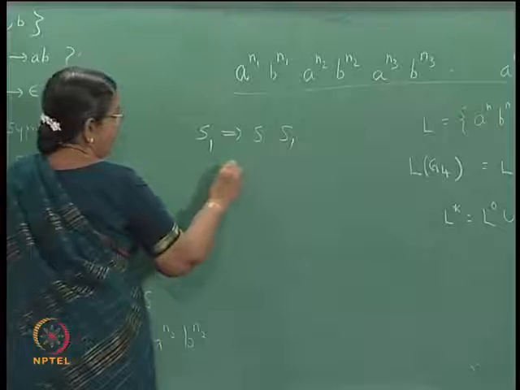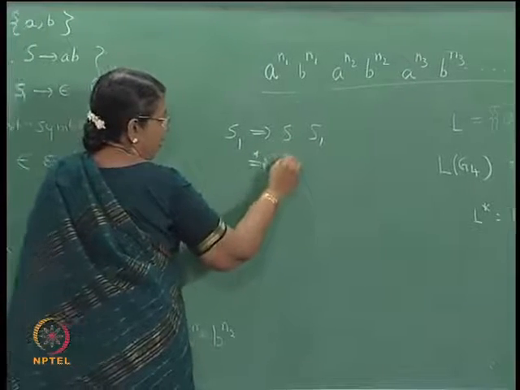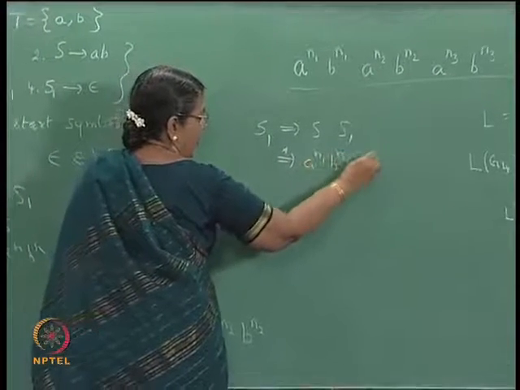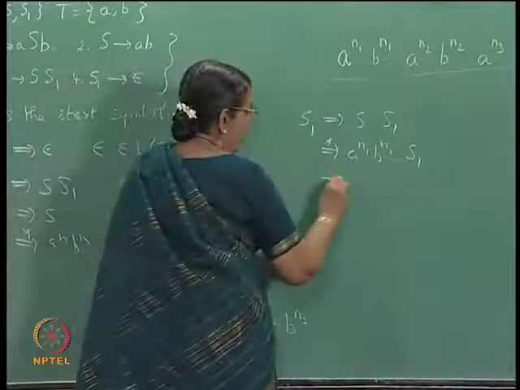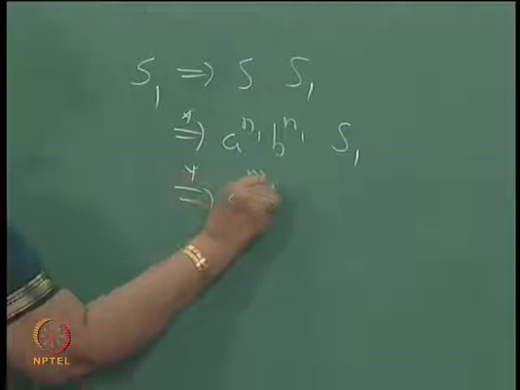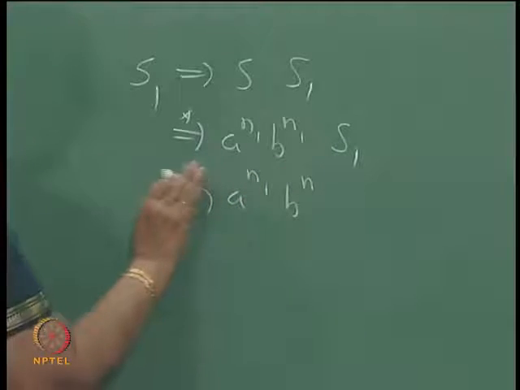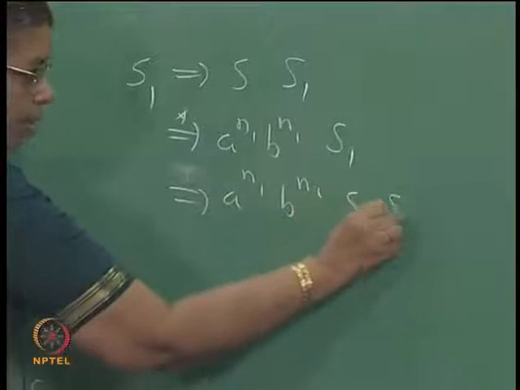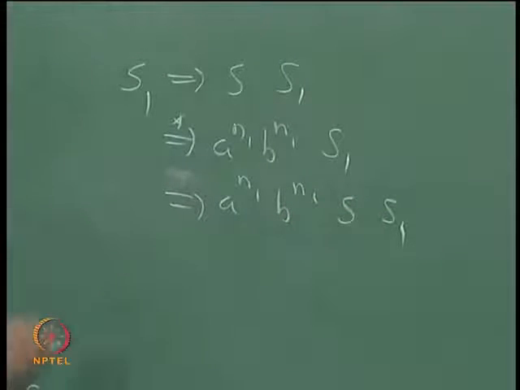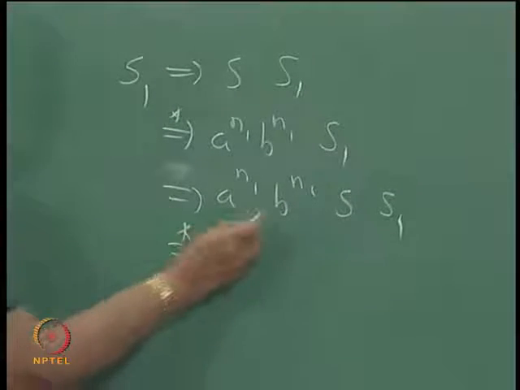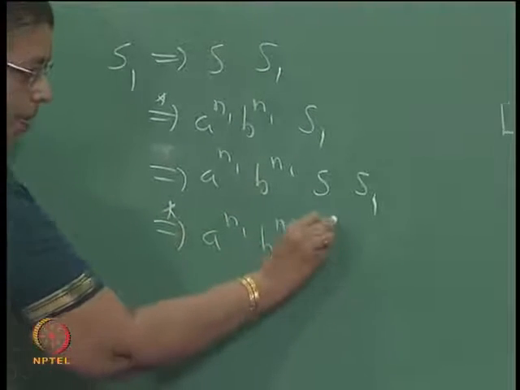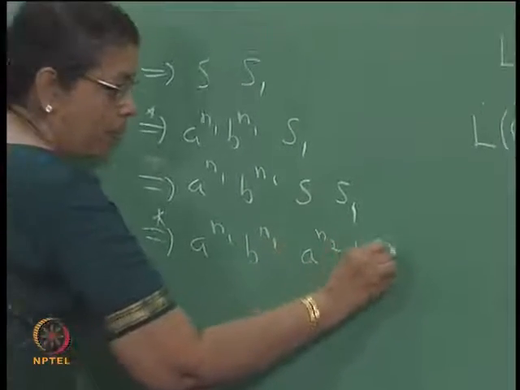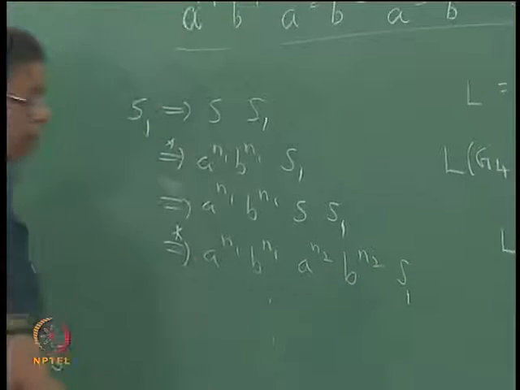Then afterwards from this I can derive A power n1 B power n1, right? Then I use S1. Then from this S, A power n2 B power n2 S1 and so on.